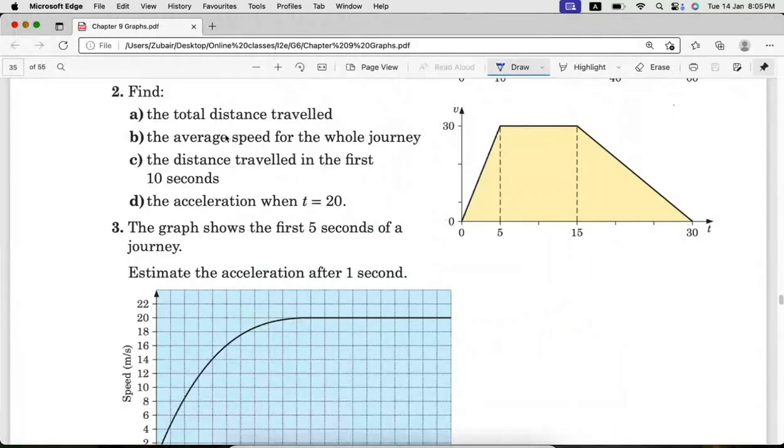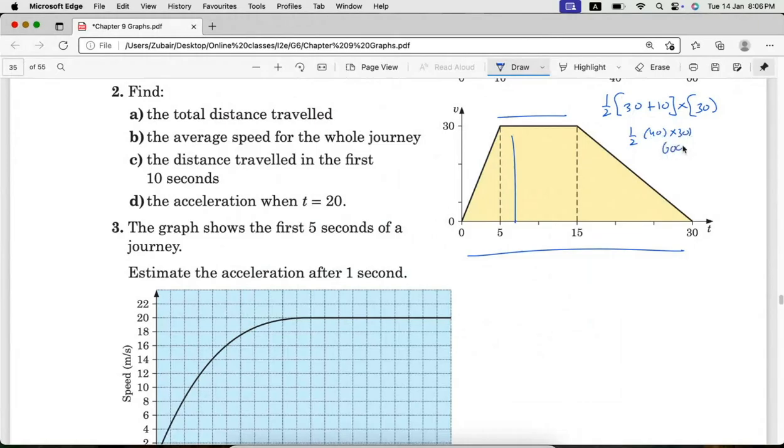It says find the total distance. The total distance is the area under the graph. You may wish to split it into three parts: triangle, then rectangle, then another triangle, or do it in one go as a trapezium. So 1 by 2 into the sum of parallel sides, this is 30, this is 10, times height. This height is again 30. So 1 by 2 into 40 into 30, 20 times 30, 600 meters.